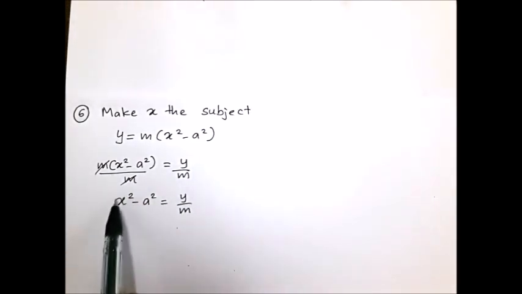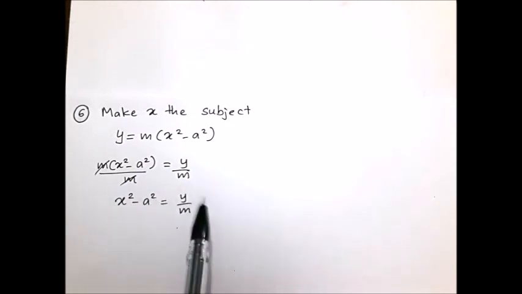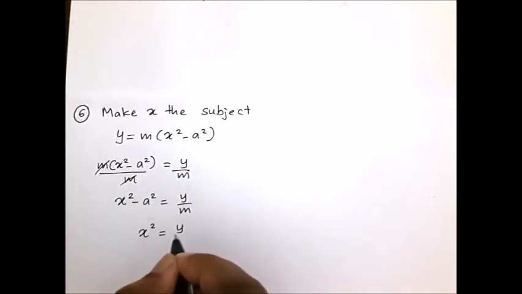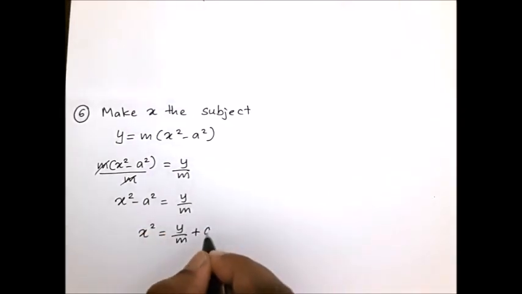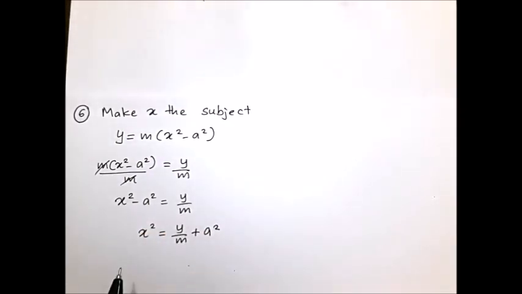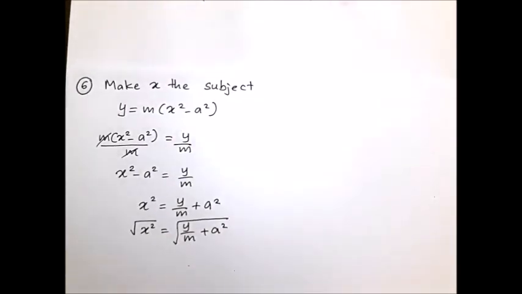Then keep x to the power 2 on the left hand side and move a to the power 2 to the right hand side. Minus a to the power 2 becomes plus a to the power 2. Now to find the value of x, you have to take the square root. Take the square root of both sides. Here squared and square root cancel each other. Only x remains. Plus or minus the square root of y divided by m plus a to the power 2. This is the answer.